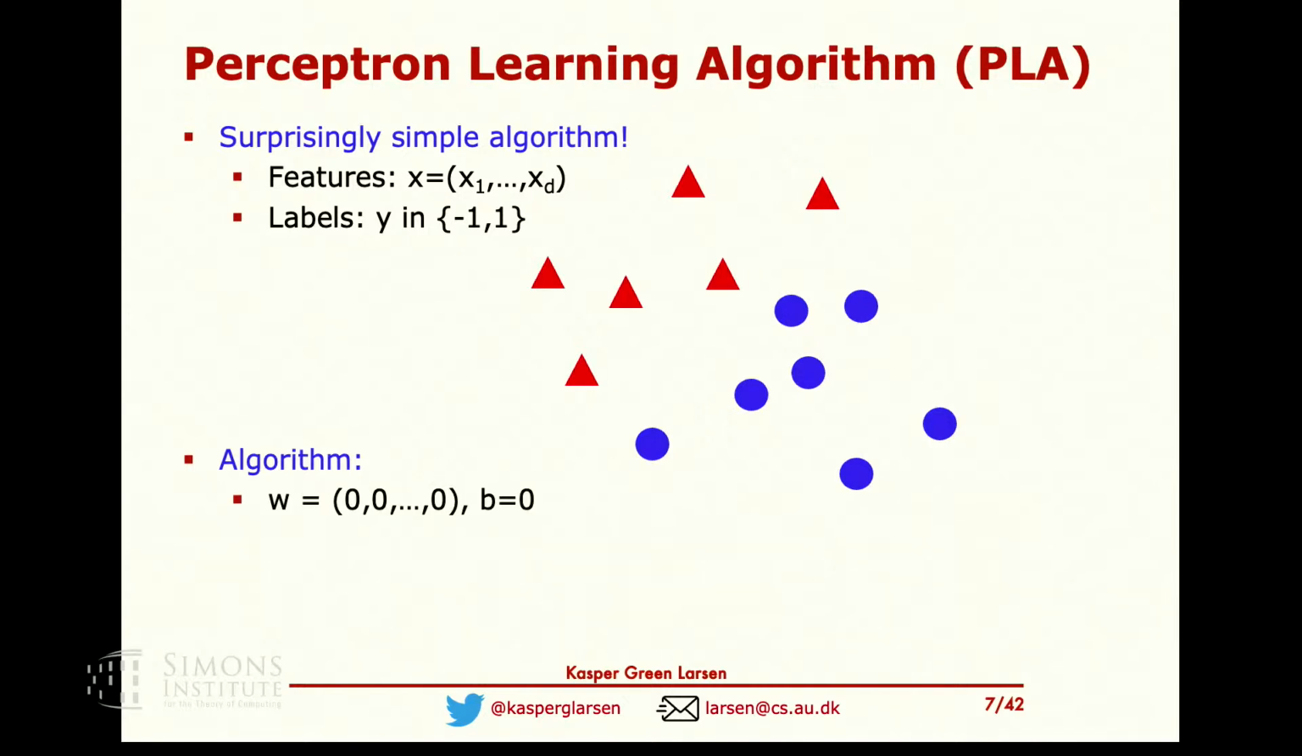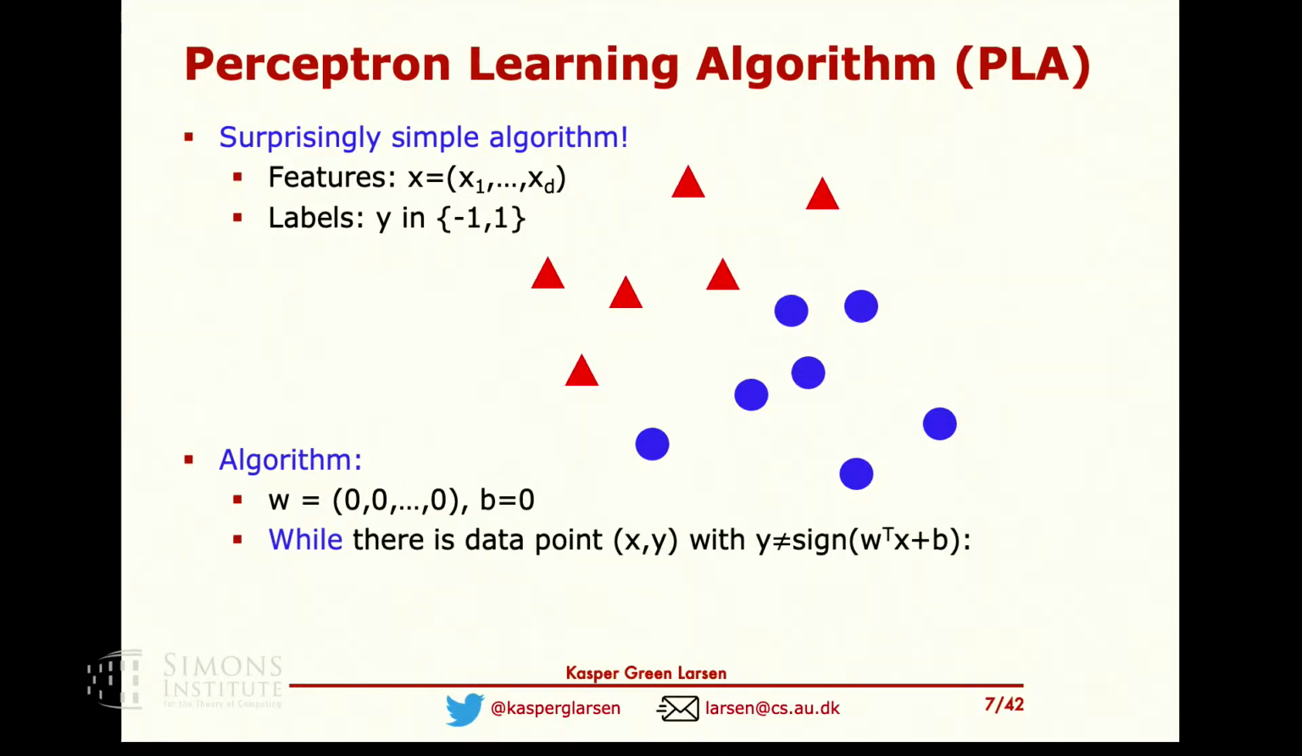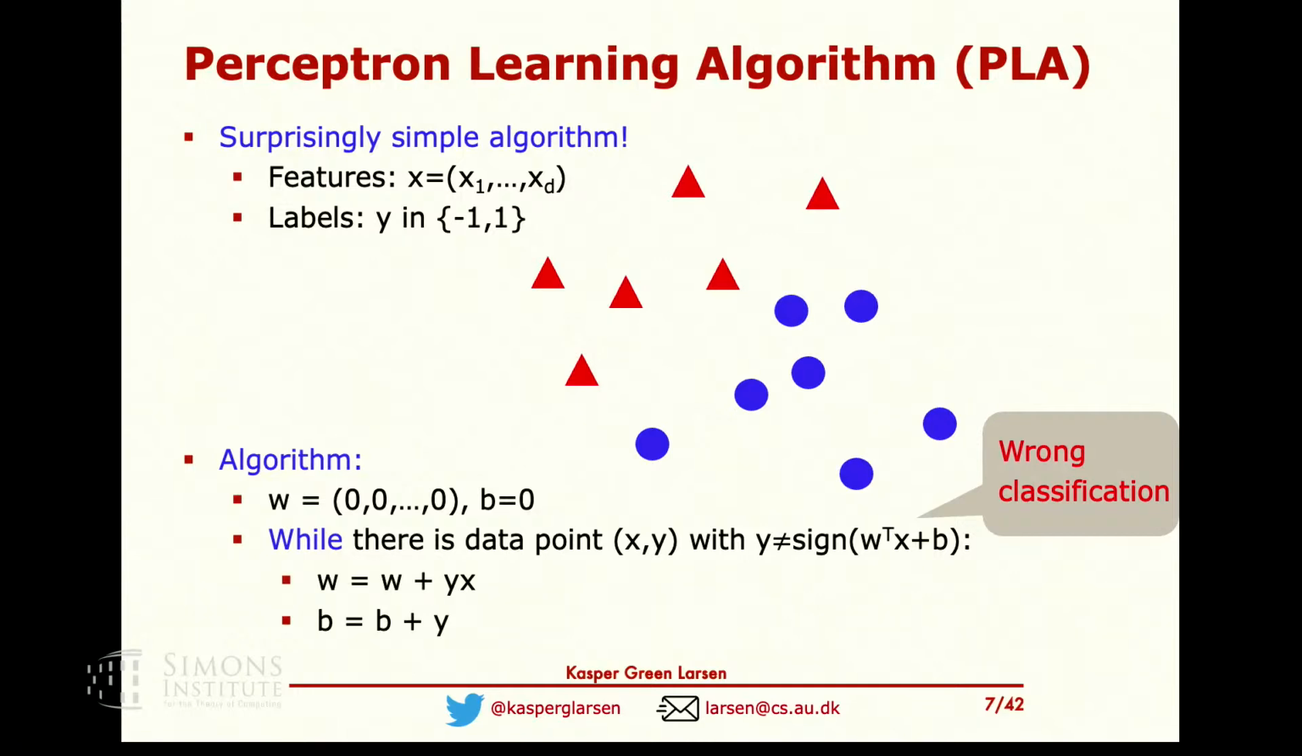So the algorithm is, you initialize the parameters to, let's say, 0 or randomly, and while there's a data point in your training data set whose label is currently being mispredicted by the hyperplane, right? So you look at what prediction I would make, and if this is different from the actual label, I found a wrongly classified point, and then I update my model by saying the new w becomes w plus y times x, and the bias is b plus y.